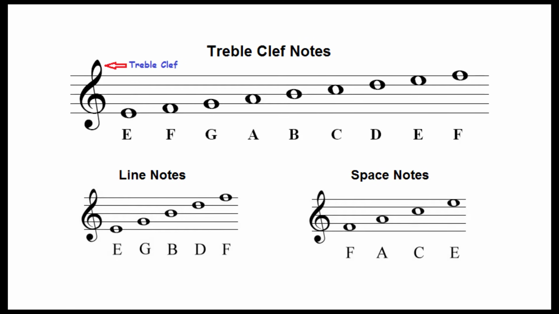Recite the names of the notes of the treble clef from the bottom up. E, G, B, D, F. Do the same for the notes of the spaces of the treble clef. F, A, C, E. Keep practicing and commit these notes to memory.